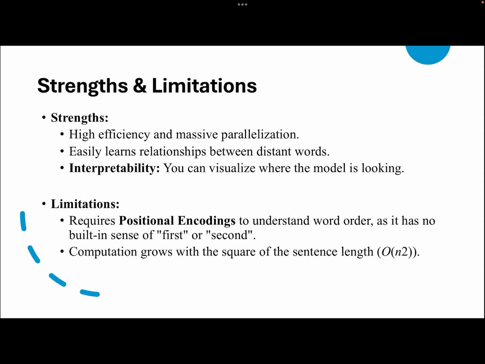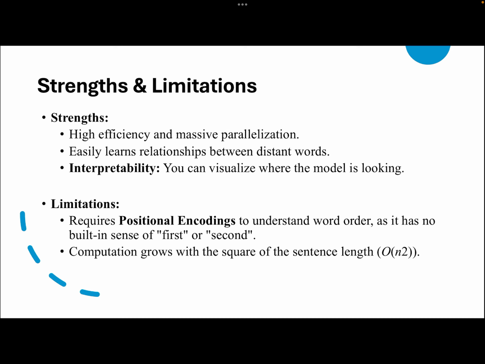Let's see what the strengths and limitations of this model are. One major strength is parallelization, as we have already seen, which makes the training very fast. Another strength is the ability to capture long-range dependencies effectively. As we are now computing the attention for the full sentence altogether, there is no vanishing gradient problem or anything like that. So we can capture the long-range dependencies very effectively. Also, attention can be visualized, which makes the model more interpretable.